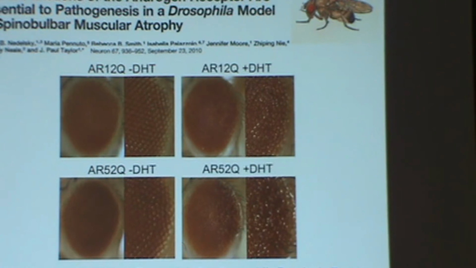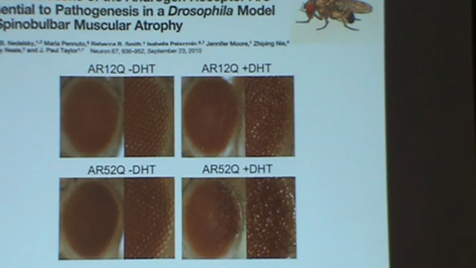Now, this is from Paul Taylor's work. They looked at the eyes after the flies were fed the dihydrotestosterone. And in the flies with the polyglutamine expanded androgen receptor, the eyes look worse. Normally the eyes are nice and even, they're sort of hexagonal cells, but here it's sort of disrupted. So that's one way to look at the models.